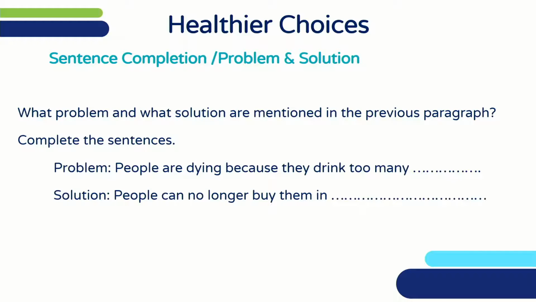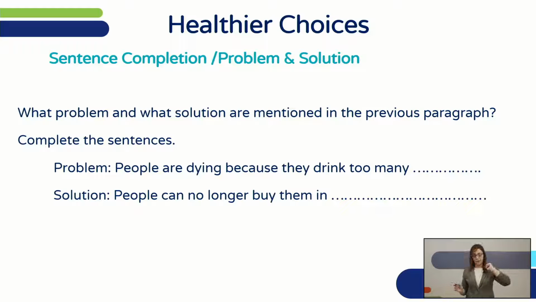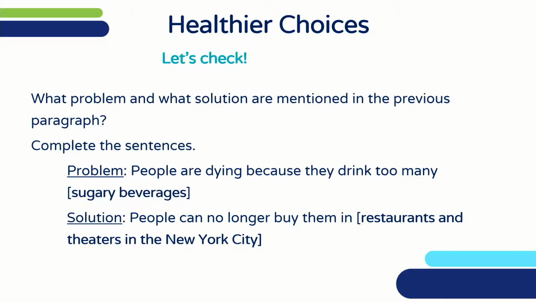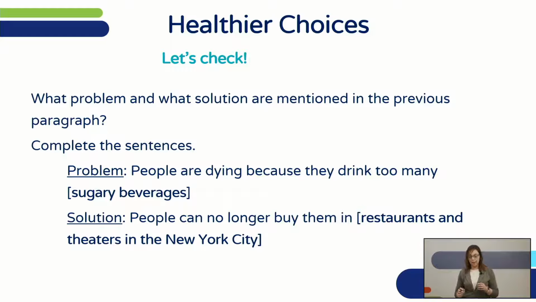People are dying because they drink too many what? So you need to go back to the paragraph and check. And what is the solution? The solution is that people can no longer buy them where? So, in order to be able to find the answers, you need to follow the cause and effect diagram and problem and solution consequence. Here we have, for example, people are dying because they drink too many sugary beverages.